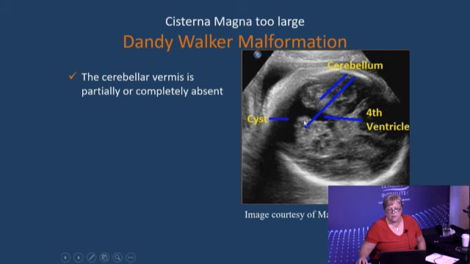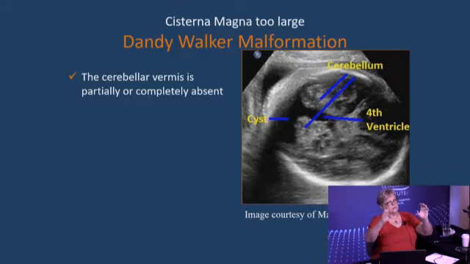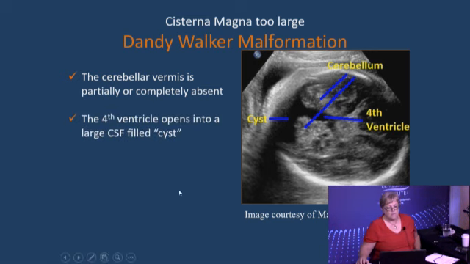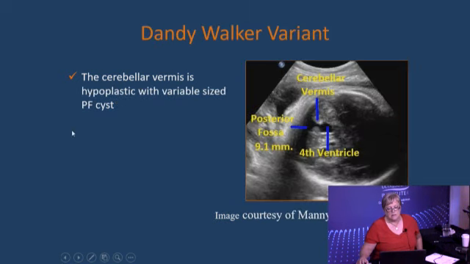Again, look how we have fourth ventricles here, but then we have no vermis there. So the cerebellar vermis is partially or completely absent, and so now it looks like both hemispheres of the cerebellum are pulled apart. There's no glue, there's no structures pulling the two hemispheres together. The fourth ventricle opens into a large cerebrospinal fluid cyst or cystic component, and the vermis is hypoplastic with a variable size. Sometimes you only see a portion of the vermis, sometimes it'll be widely splayed, sometimes it's just a little splayed.